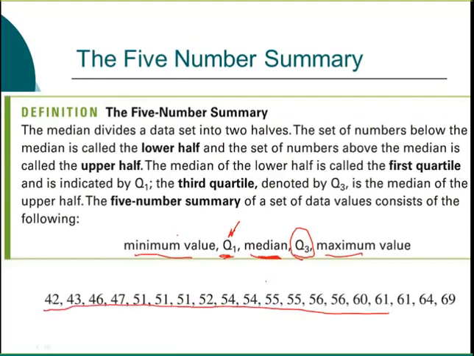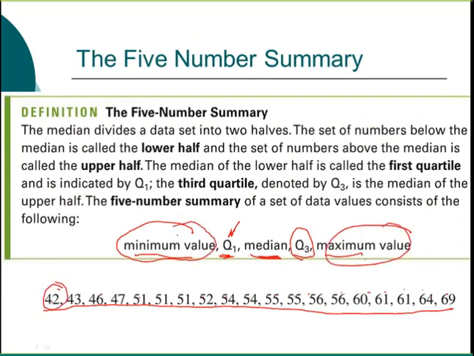So here's a very long list of numbers. In fact, we should figure out how many numbers there are. So we got 1, 2, 3, 4, 5, 6, 7, 8, 9, 10, 11, 12, 13, 14, 15, 16, 17, 18, 19 numbers. Okay. So our minimum value, this is a very easy concept, is 42.